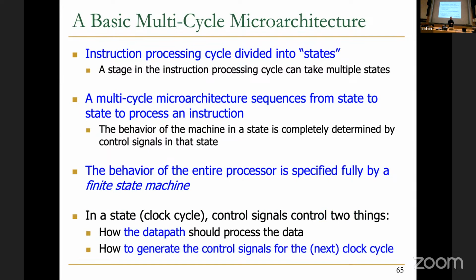So what do you do in a state or in a clock cycle? In this particular case, a state is the same as a clock cycle, but you can remain in the same state multiple clock cycles, as we will see with memory. So control signals do control two things. One is how the data path should process the data, obviously, right? Because this is the same as what we've done in a single cycle microarchitecture. And you also figure out how to generate control signals for the next clock cycle. And this is actually nice because now you're overlapping control processing and data processing.